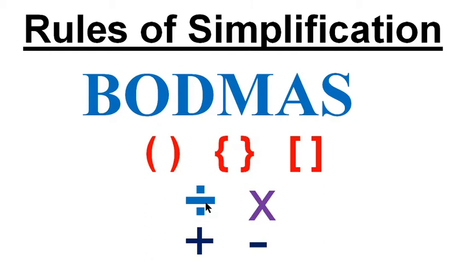That means at first we will solve the operation of brackets, and among brackets at first we will solve the first bracket, then second bracket, and then third bracket, then division, then multiplication, and then addition and subtraction. We will solve all these respectively, serial by serial.